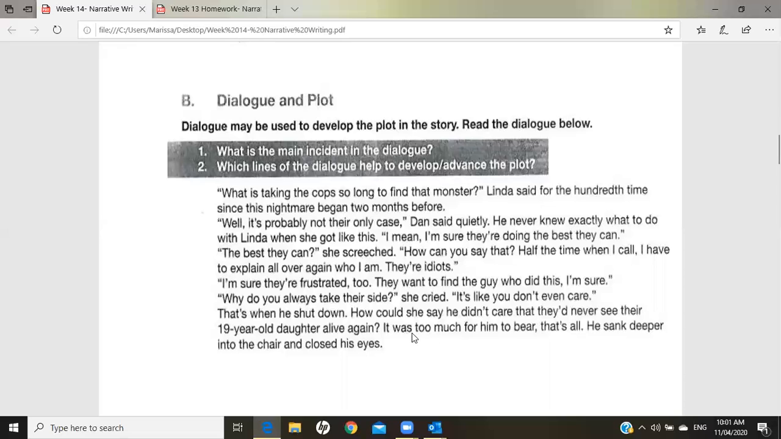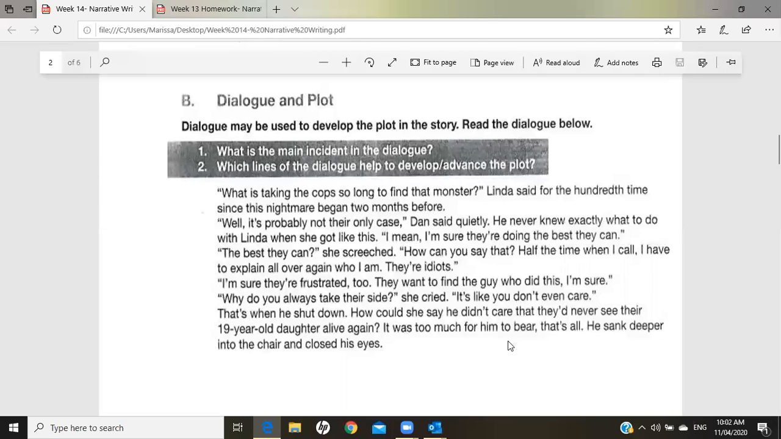Yeah, because in the end, when it said it was too much for him to bear, he sank deeper into his chair, closed his eyes. He seemed as though he reached a stage where he's almost ready to give up. He's frustrated, he can't take it anymore. So if anyone had to commit suicide, it probably might be Dan first, and then the mother would do it, because the way Dan is responding here, he seems as though he can't handle this anymore. He's fed up with Linda. He's fed up with everything.